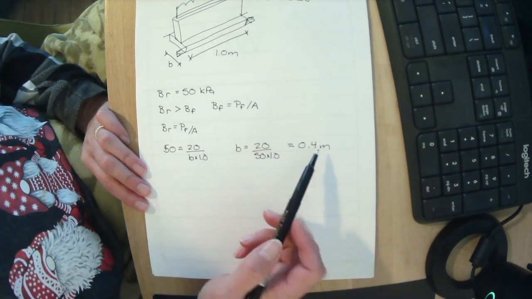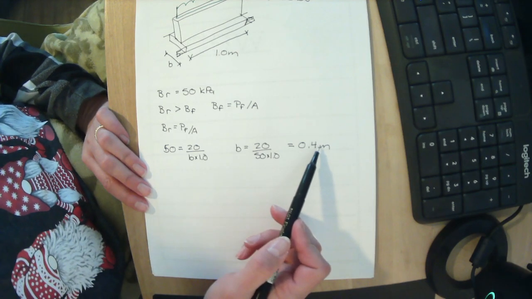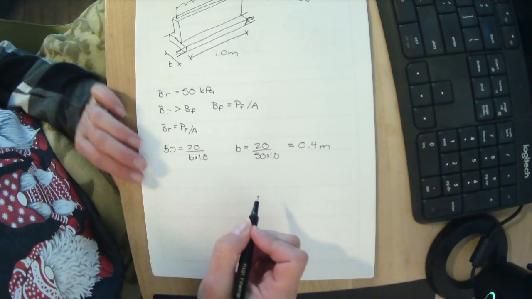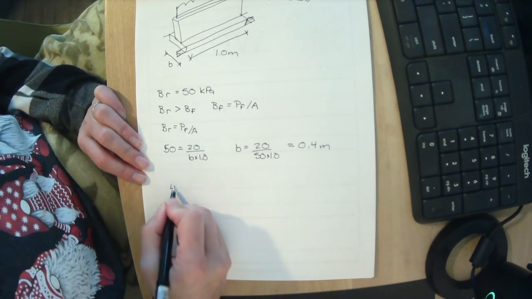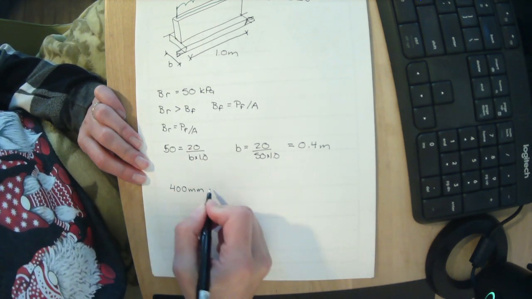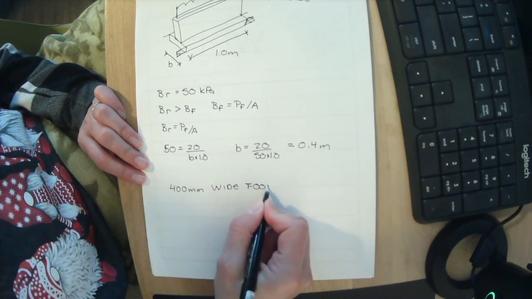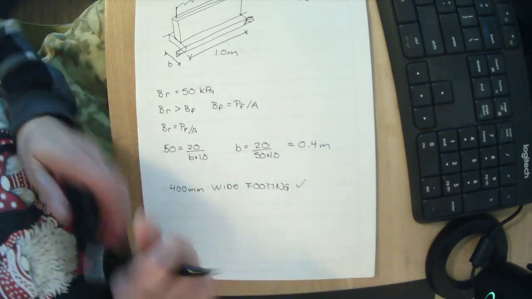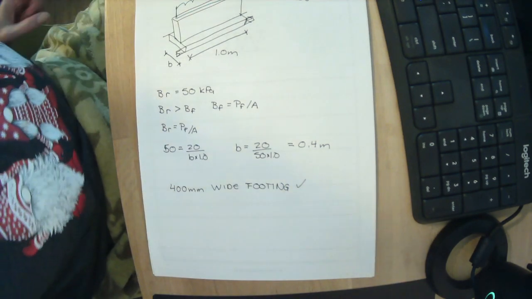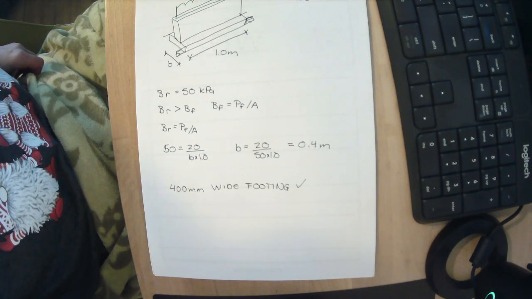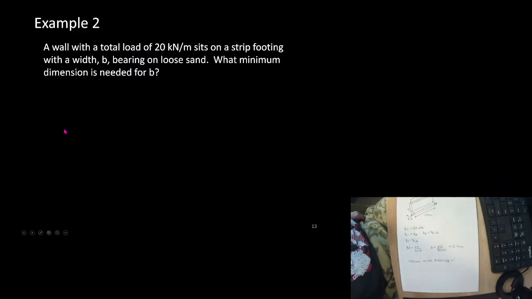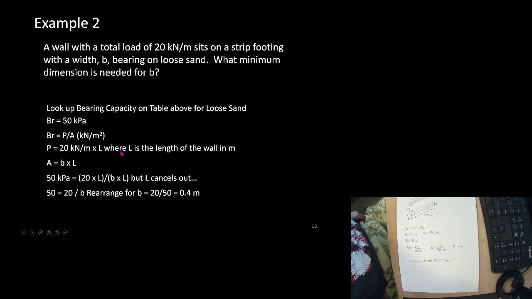Well, I would indicate if I was looking for an answer in meters or millimeters, or it would be a multiple choice question. But, you know, a 400 millimeter wide footing is great. So that is literally the complexity of the calculations we're going to do today. We're not going to go anything deeper than that. So here it is worked out. So therefore, we need a footing that is at least 400 millimeters wide.